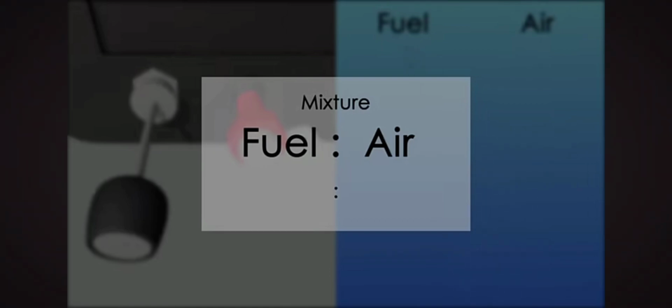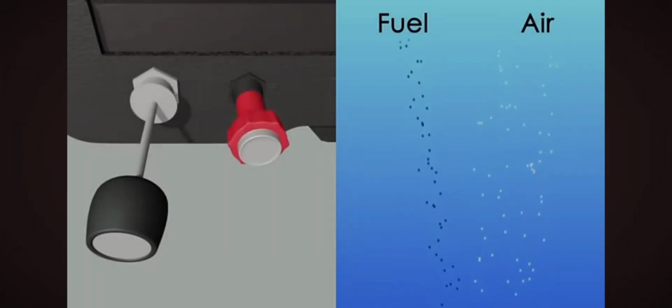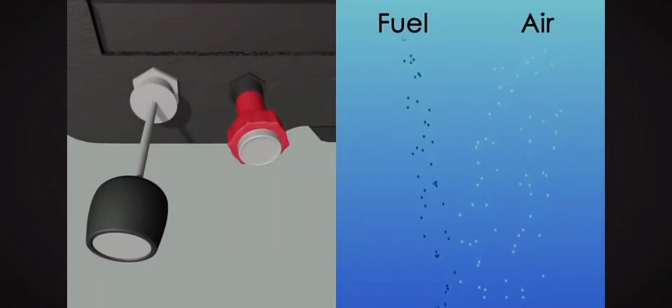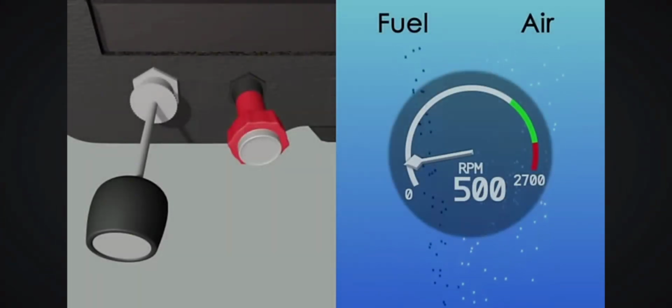Typically, for every fuel molecule, there are 15 air molecules. The mixture adjusts the amount of fuel necessary to maintain this ratio. The throttle, on the other hand, controls how much of that ratio is let into the cylinders.